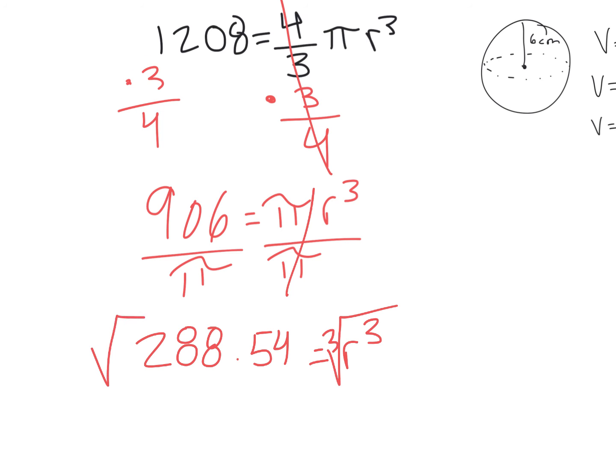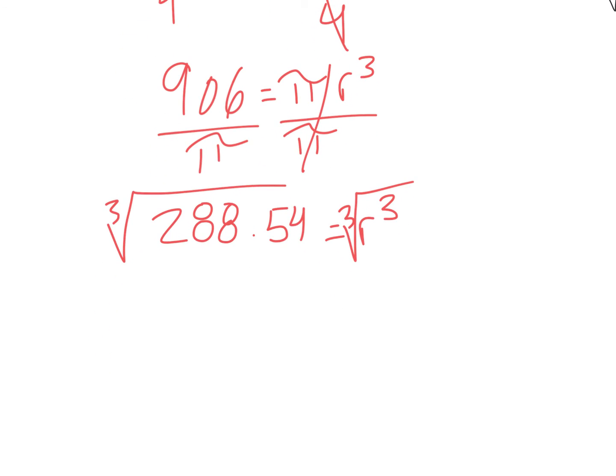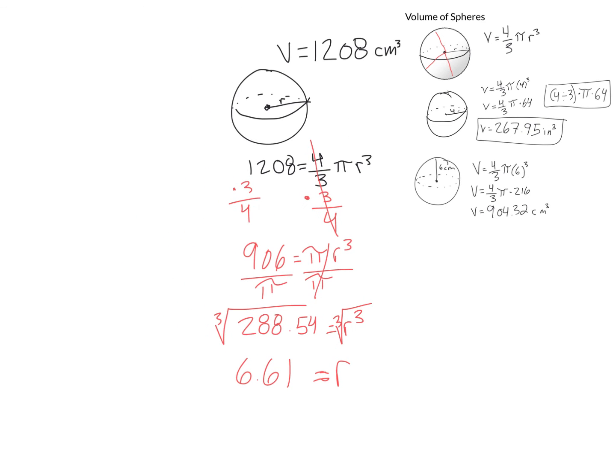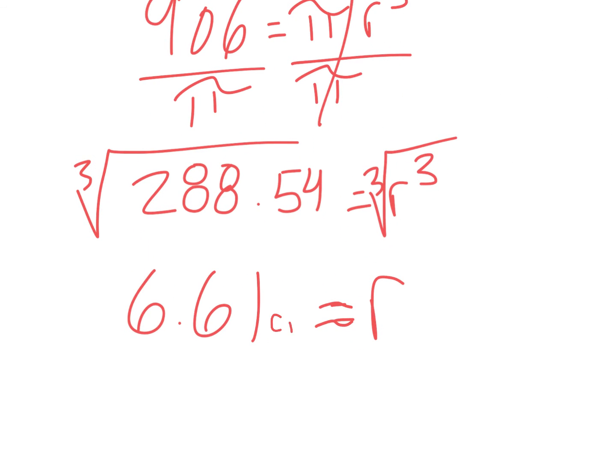If I do it to one side, I need to do it to the other side, so we'll take the cube root of this side, and my cube and my cube root cancel out to r, and then my cube root of 288.54, when we do that on a calculator, we get 6.61, roughly 6.61. And this was, let's look back at our units. We were looking at cubic centimeters for volume, so that would make this centimeters, just regular centimeters for our radius.